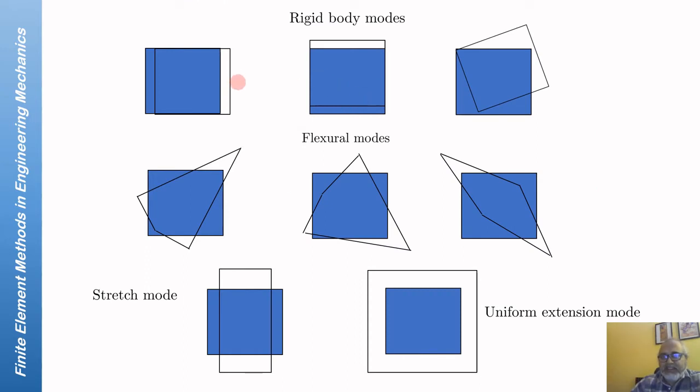What you see is there are 3 rigid body modes which correspond to the 3 eigenvectors with 0 eigenvalues. These rigid body modes correspond to translation in x, translation in y, and a rotation about the z axis. Then you have flexural modes, and then you have a stretching mode, which is a stretch in one direction and a contraction in the other, and then you have a uniform extension mode, which is an equal stretch in both directions. So these are the possible modes of a four-noded quadrilateral element. You can find the modes for any element by solving its eigenvalue problem and then plotting the eigenvectors.